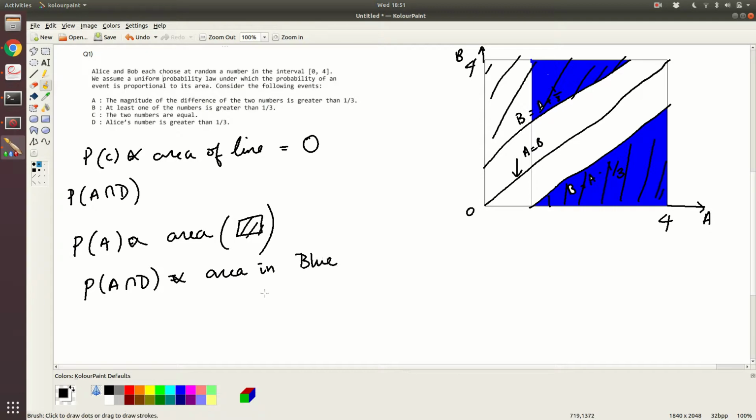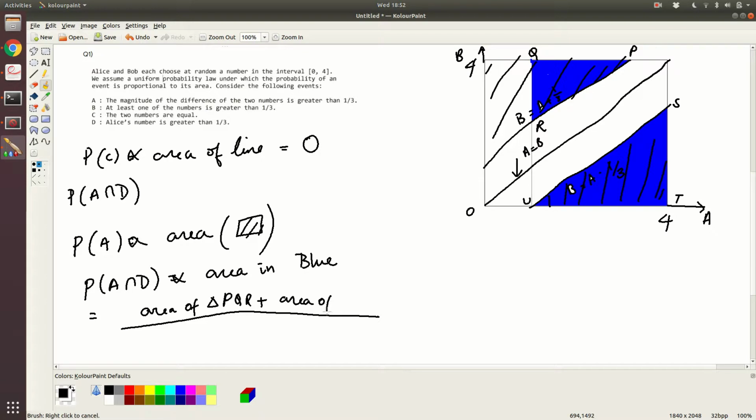Okay, so if you want exactly P of A intersection D, you have to do the calculation. So we have to give some values here. Let's call this one P Q R and this one S T U. So P of A intersection D is the area of triangle PQR plus the area of triangle STU, divided by 4 into 4, which is 16.